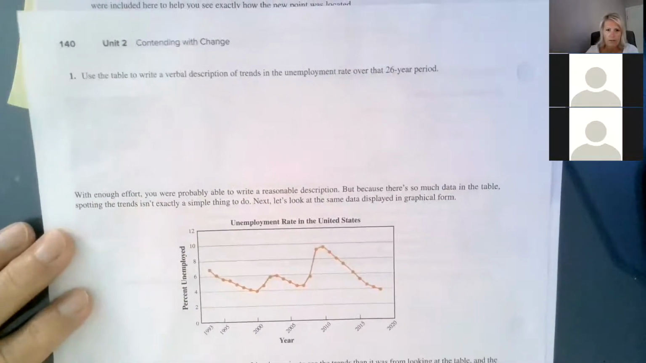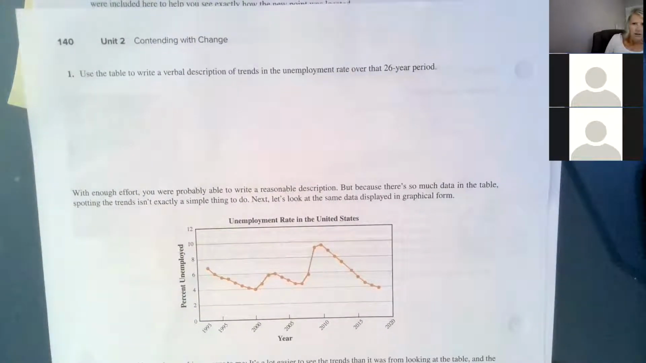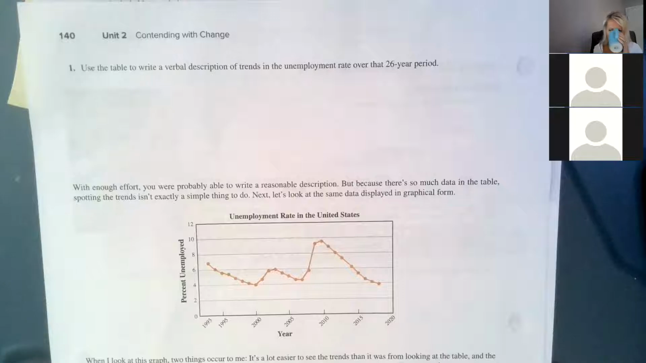Anybody want to throw out some ideas of what they see for one or two, using the table versus the graph, and what are some trends that you see in unemployment?